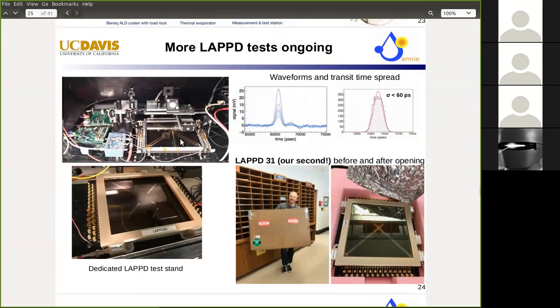This is a dedicated LAPPD test stand with an LAPPD here. This is LAPPD 25, the first one we received, and a dedicated very fast picosecond laser. You can see some results from a test, including waveforms and the transit time spread, which is lower than 60 picoseconds, as I said before. And those are pictures taken a few days ago of our second LAPPD before and after opening. And this LAPPD will also be tested very soon.